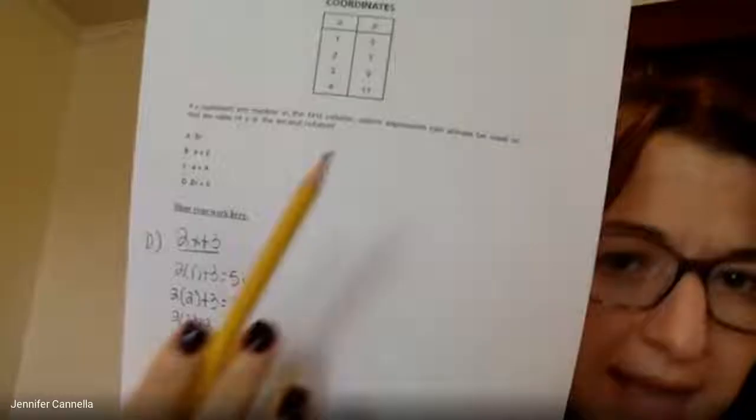So for the last one, x is now what number? 4. Yes, 2 times 4 is 8. 8 plus 3 is 11. Is 11 on the table? Yes. So for y, it's obviously answer D.